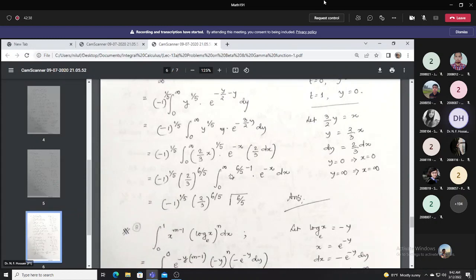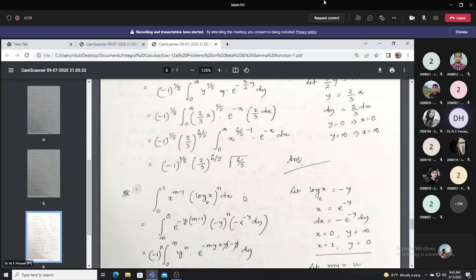So it goes to the formula, integral 0 to infinity x to the power n minus 1 into e to the power minus x dx. So the value of n is 6 by 5. So it should be gamma 6 by 5. And here minus 1 whole to the power 1 by 5, 2 by 3 whole to the power 6 by 5. And for this integral, gamma 6 by 5. Okay.